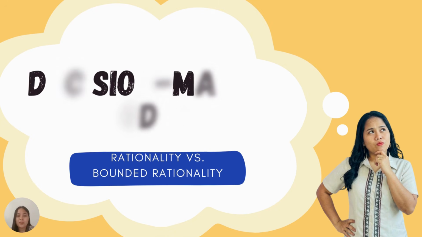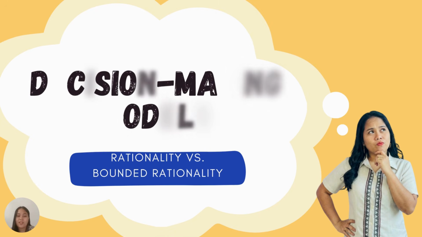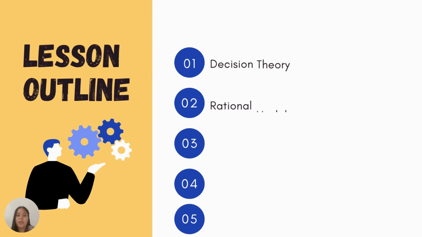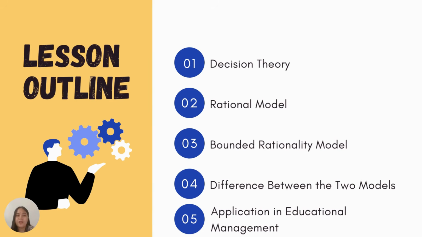Now we will talk about decision making models. These are rationality model and bounded rationality model. We'll have the lesson outline. First, we'll discuss decision theory. Then the rational model. Next, bounded rationality model, the difference between the two models, and the application in educational management. Are you ready?